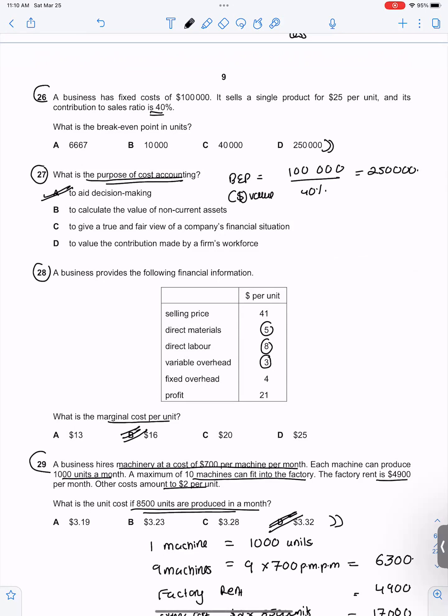Then you need to find the number of units. Units into $25 will give you sales. So you will divide 250,000 by the per unit price, which is 25. That will give you 10,000 units. So that's your break-even point when you're selling 10,000 units.